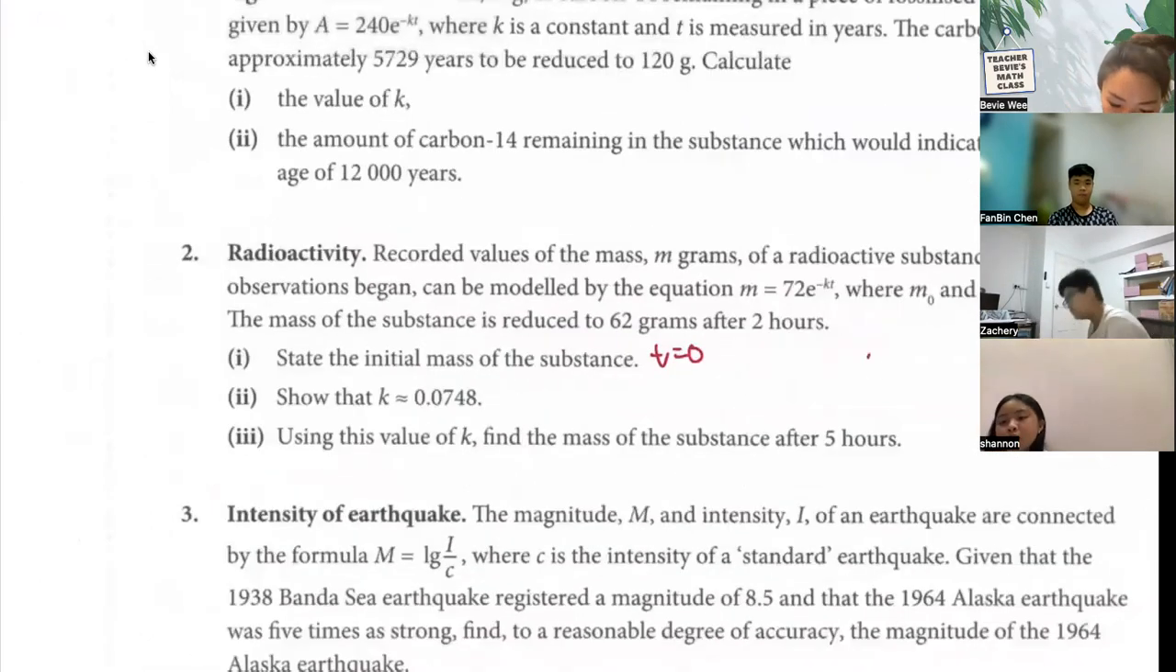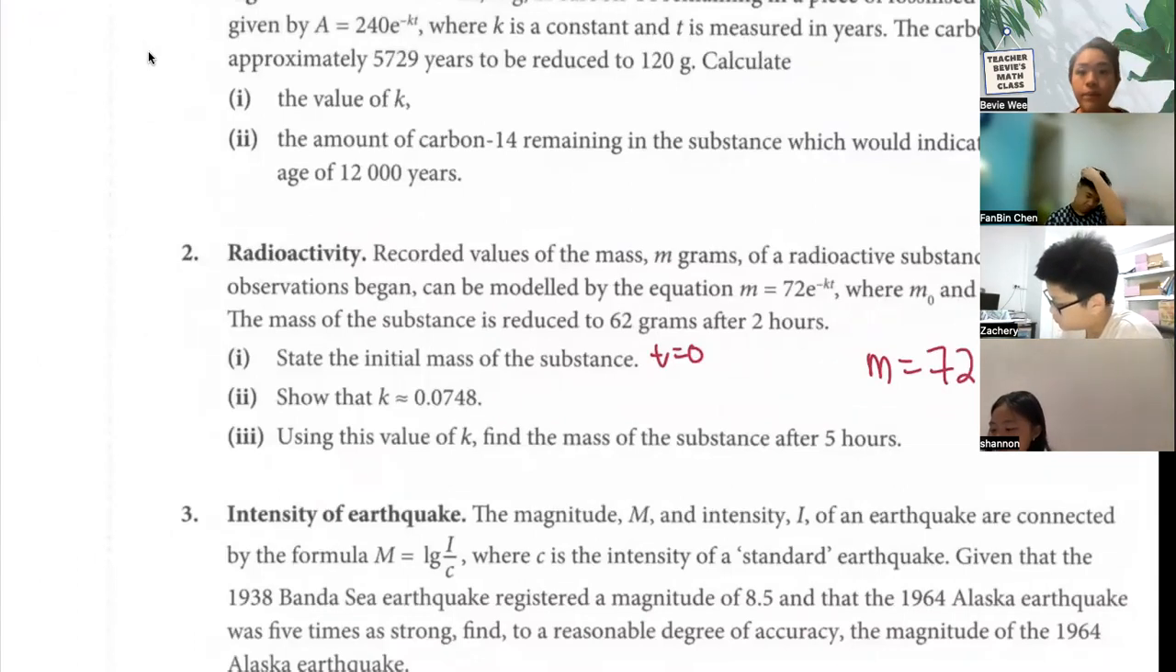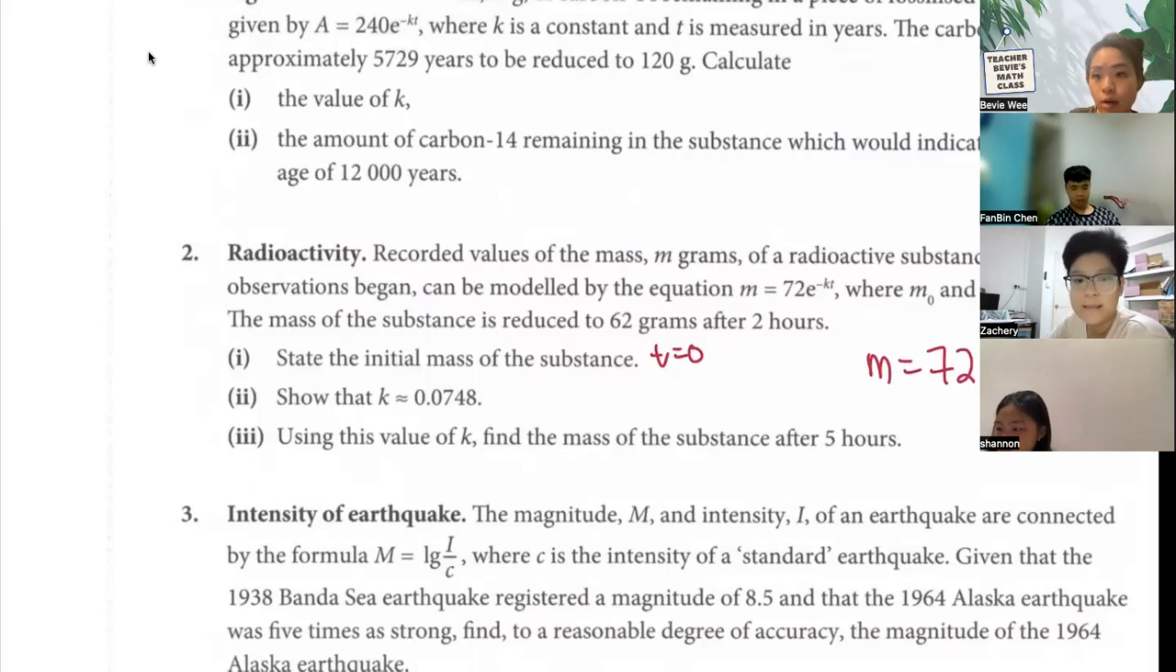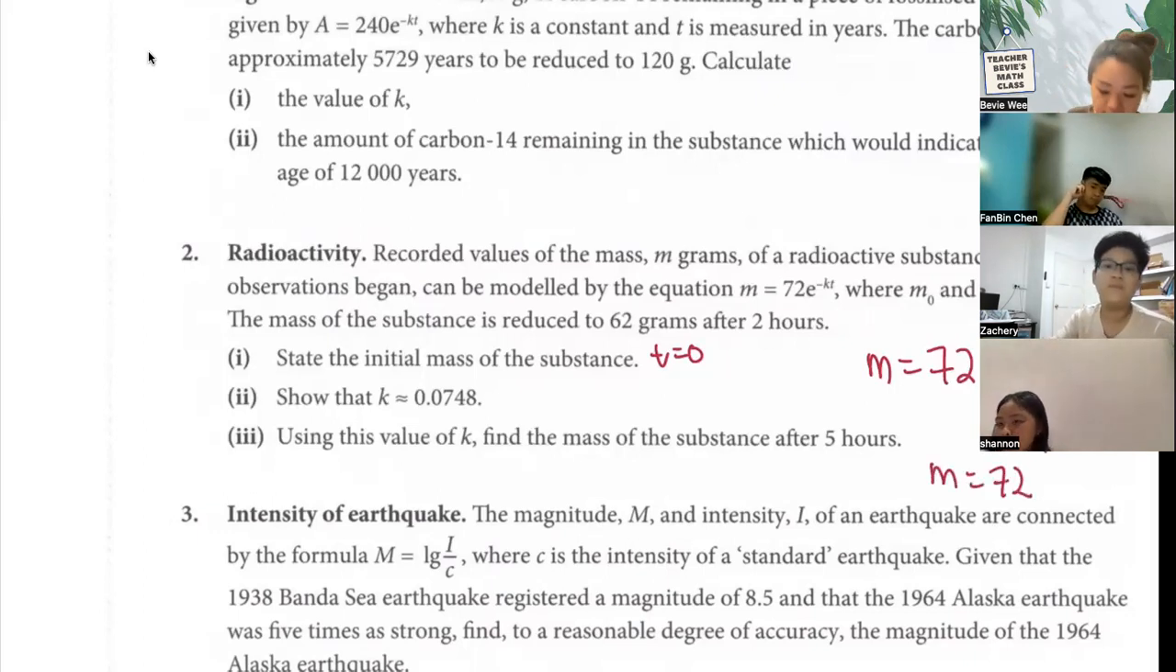I'm just going to sub it in. M equals 72 e to the power of minus K times 0. Do you need to find K? No, minus K times 0 is still 0. e to the power of 0 is what? Law of indices we learned, zero indices, so this entire thing will just give you 1. M is just 72. So very simple, this is your initial mass, 72 grams.